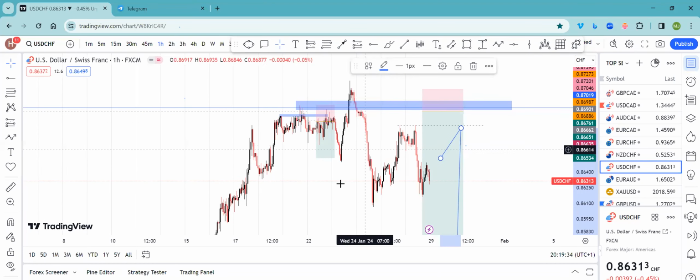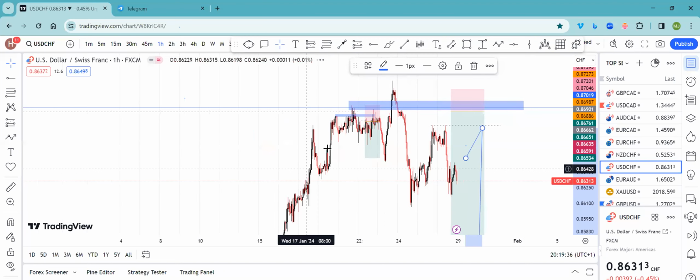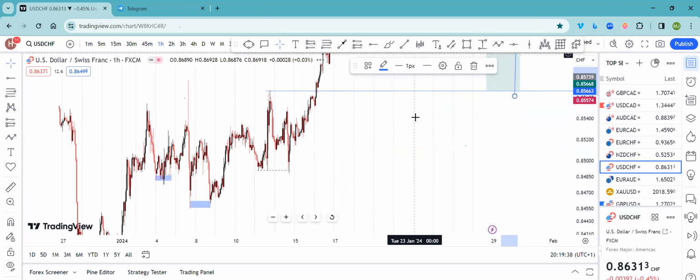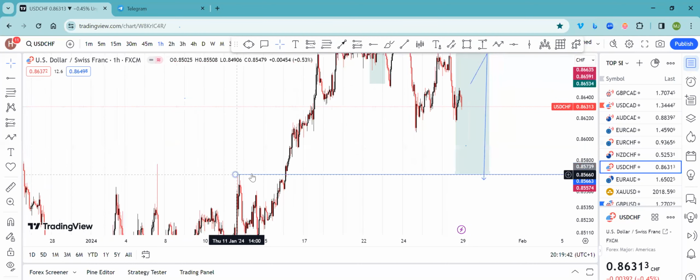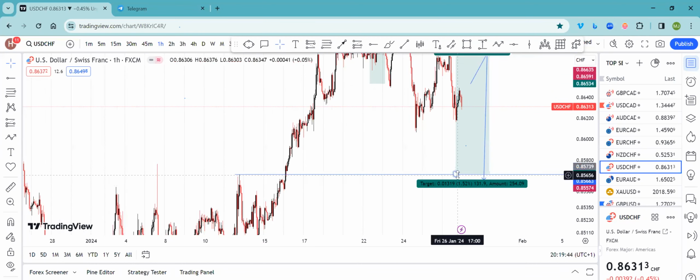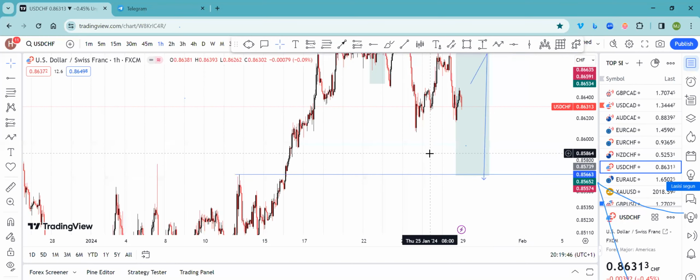Market momentum has already shifted to sell. So we're expecting that sell at least to this next inefficiency price action area to fill this inefficiency. I won't say more than that.